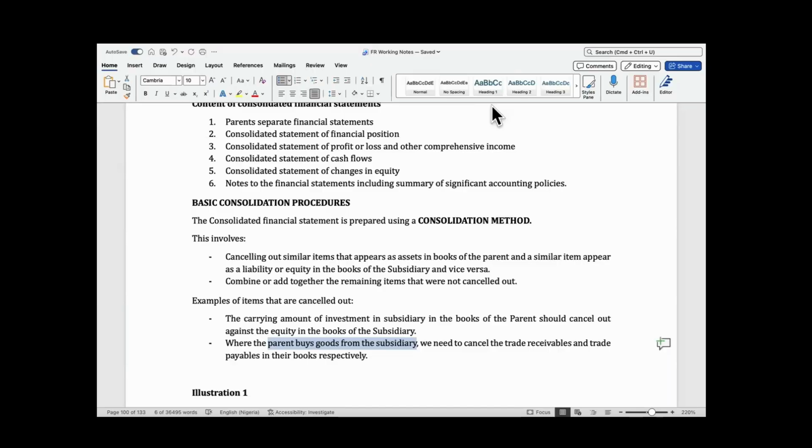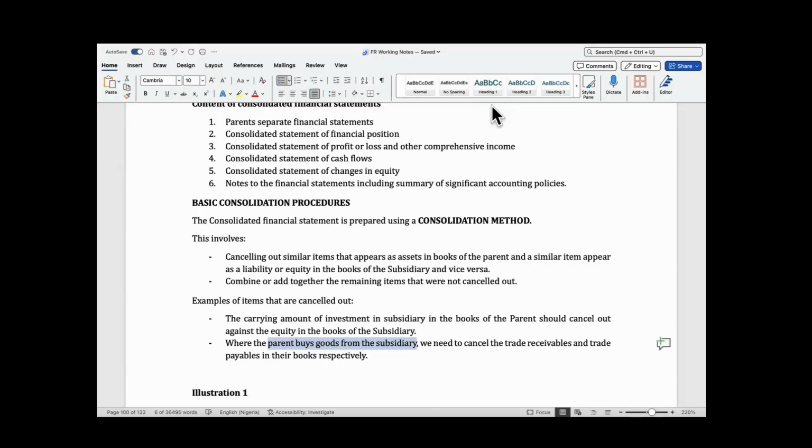So consolidation is as simple as adding the individual accounts of the parent and the subsidiaries together, and any similar items, cancel them out. So the major work we want to do is just cancellation, looking out for transactions between the entities and cancelling them out. That is the major work. Every other thing, you will see.